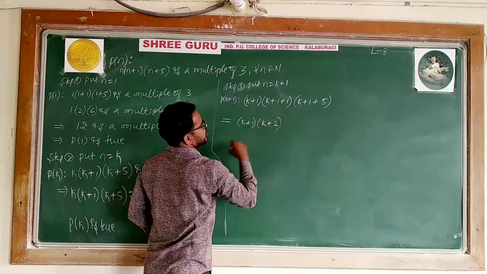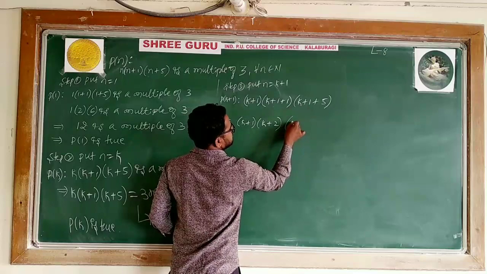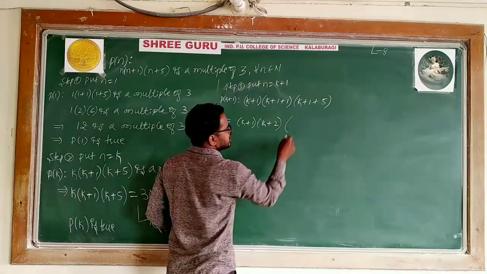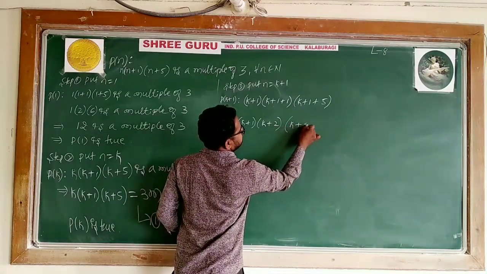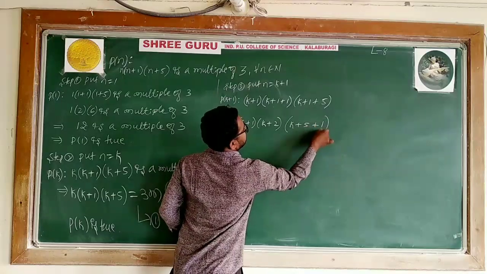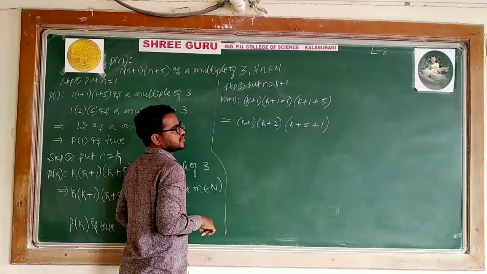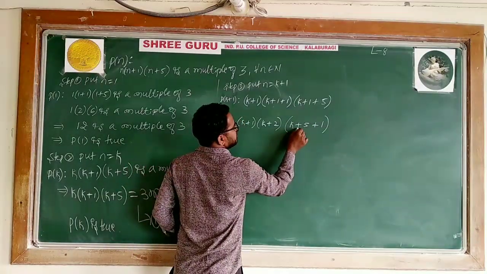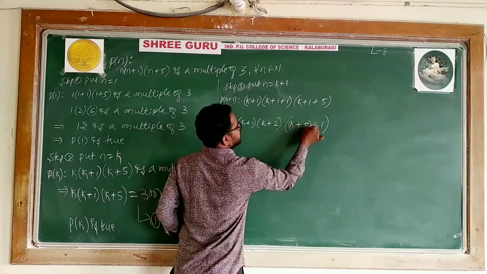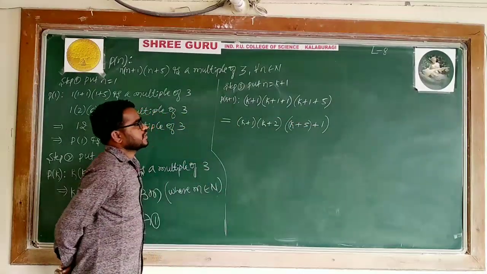Now, this I can write: k plus 1 can be written as k plus 5 plus 1. I will write it here. Then I will multiply with this. I will make one group of it. Nothing I did here.